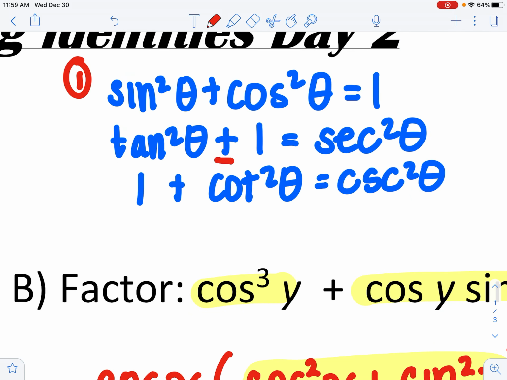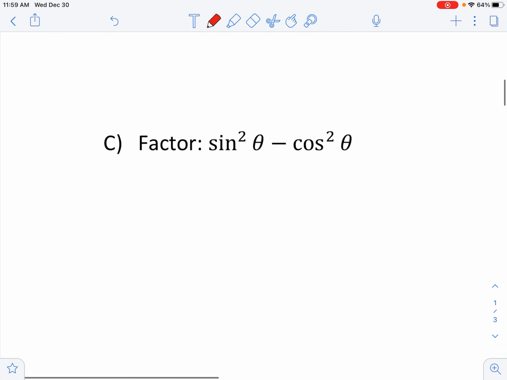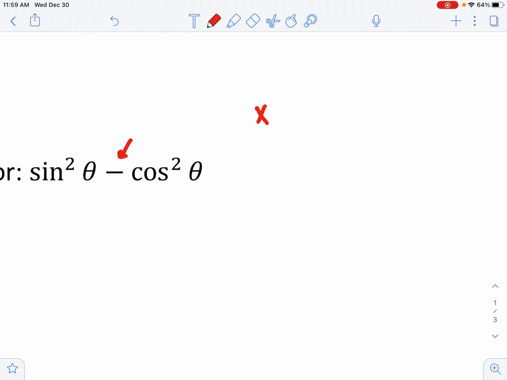Just like you're never going to be able to get tangent squared minus 1 or 1 minus cotangent squared. It's not going to happen. So if you ever see this exact thing, but this sign is wrong, and so on and so forth, that means you're going to want to try to factor it. When factoring it, the first thing I look for is a GCF, and they have nothing in common, but I do notice that they're both squares, and it's a difference. So this is a difference of squares. We know how to factor a difference of squares.